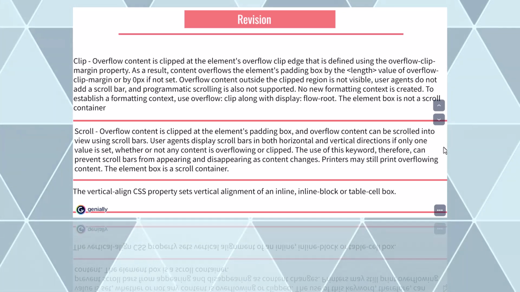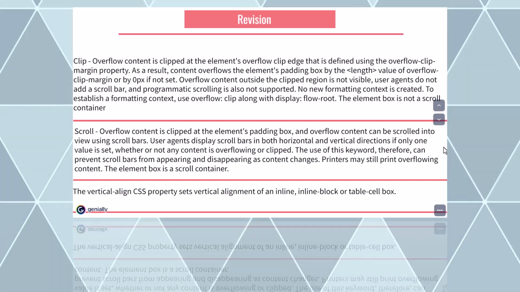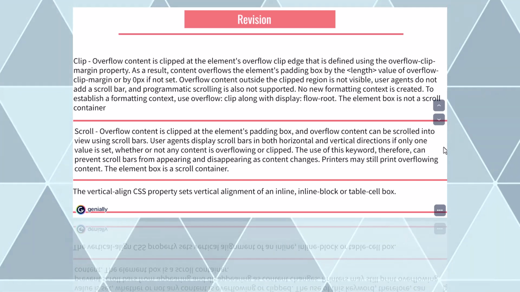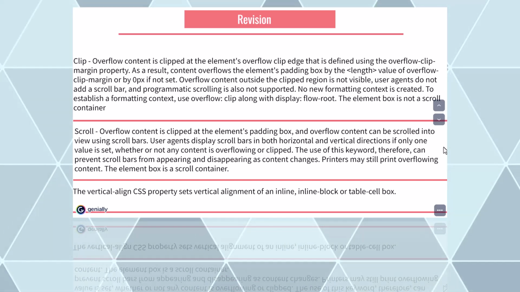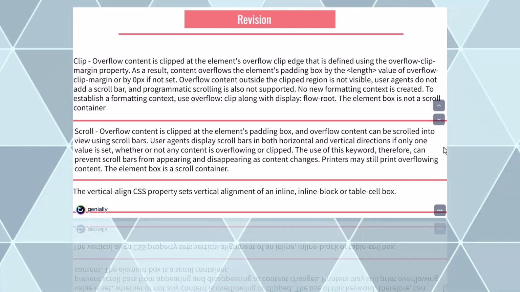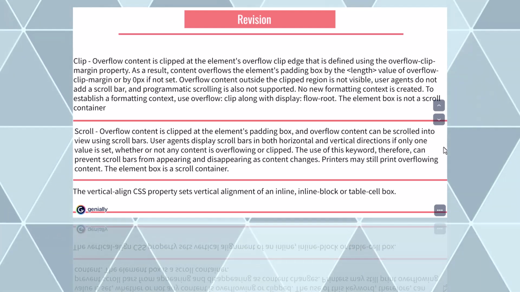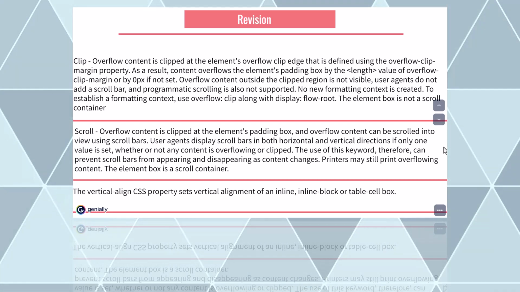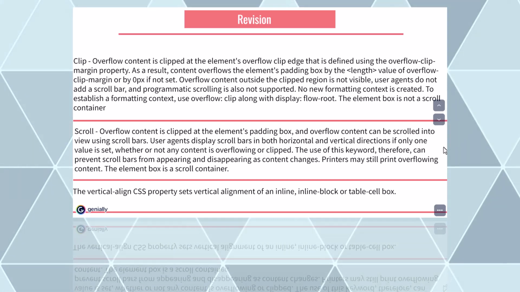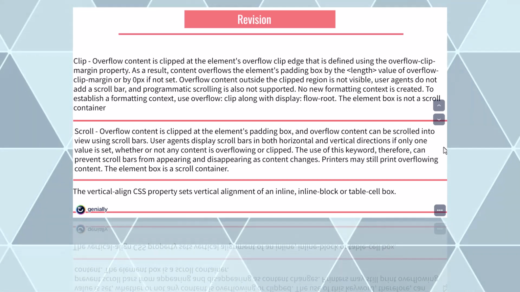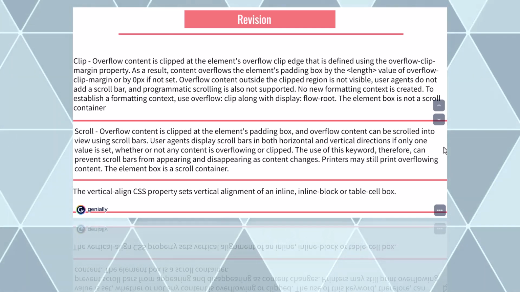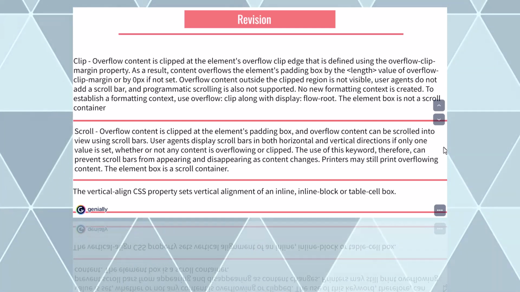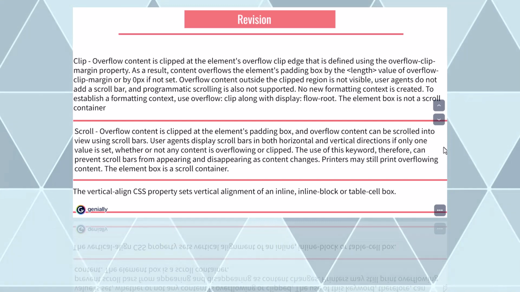The vertical-align CSS property sets vertical alignment of an inline-block or table-cell box. So can you explain scroll to us? What do you understand of it? The scroll value, you can have it on the side where you can scroll, and also down at the bottom, so you can scroll from side to side also.